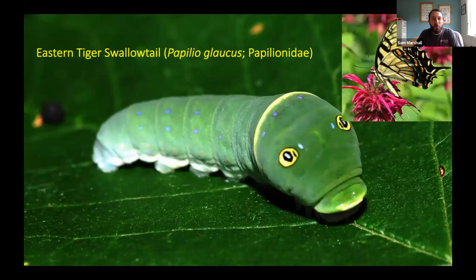Here's a pretty cool one. I think most people should be familiar with Eastern tiger swallowtails. These are really, again, very common. You'll see them as the yellow form or in other forms as well. I've even seen one that had one half was a yellow wing and the other half was a dark wing. So that was a really interesting find.